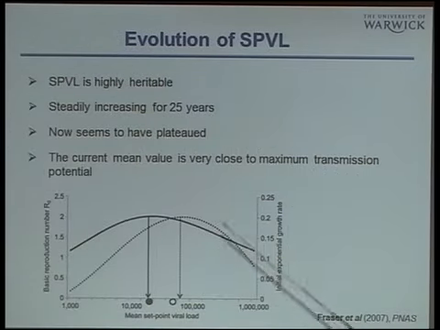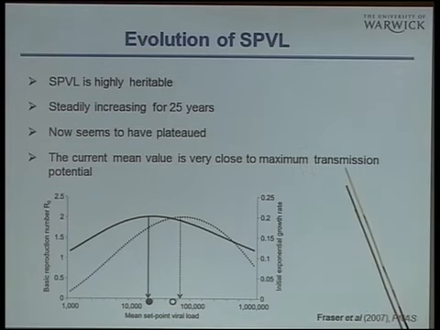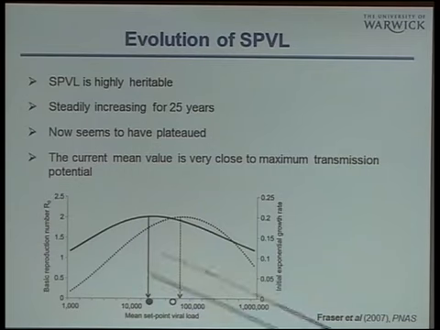And set point viral load seems to be heritable in the sense that an individual with a high viral load seems to infect other individuals and give them a high set point viral load. Although the data is really sparse, it's always very difficult to understand these things, but this is what data seems to be suggesting. And it has been steadily increasing for the past 20 years, but now it seems to have plateaued.